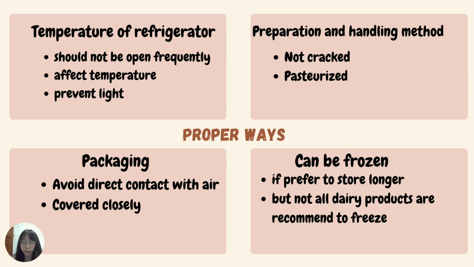The third will be the packaging. We should avoid direct contact of the eggs and dairy products with air, and they should be covered closely. For example, eggs with separated yolks and whites should be stored in a container to prevent bacteria that lead to rotten eggs.